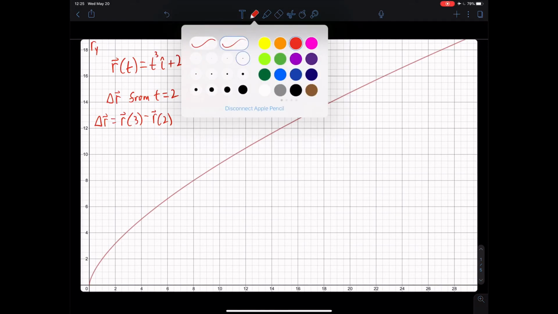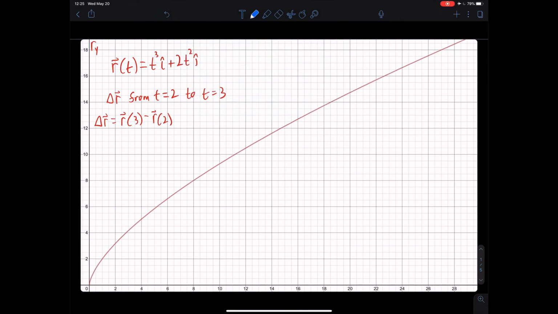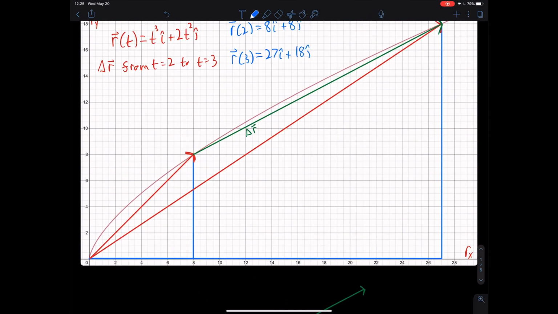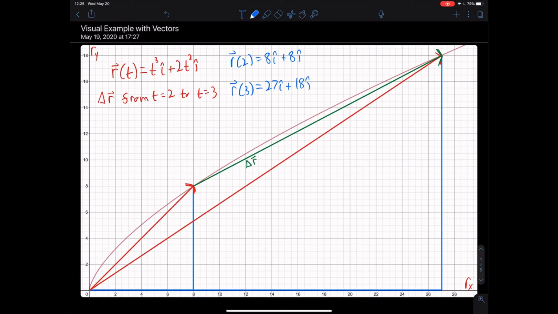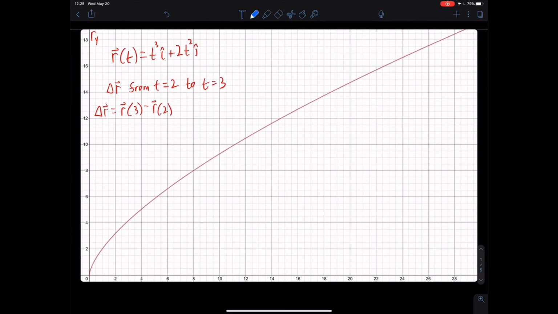So r of 3, we said, was at the point, let's go back up here and check. r of 3 was here at 27, 18. So if we start here, we go to 27, 18, gets us right there.